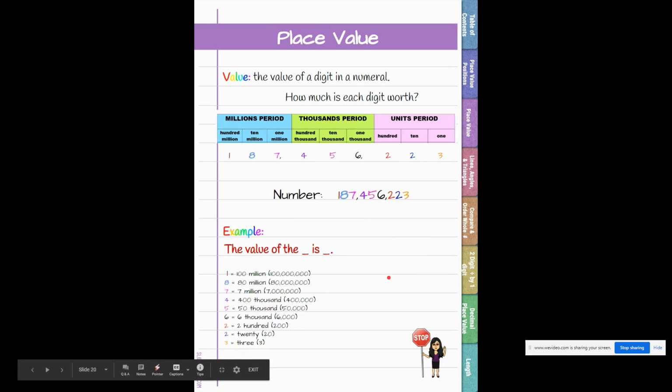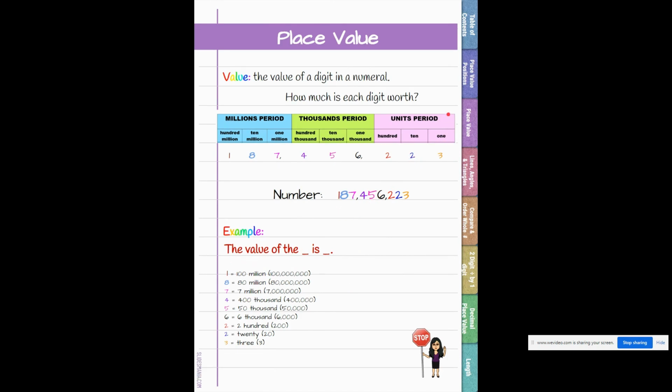Now let's talk about the value. How much is each digit worth? So let's take the same number, 187,456,223. The value of the blank is blank. So we're going to begin with our 1 in the 100 millions place. The value of the 1 is 100 million.